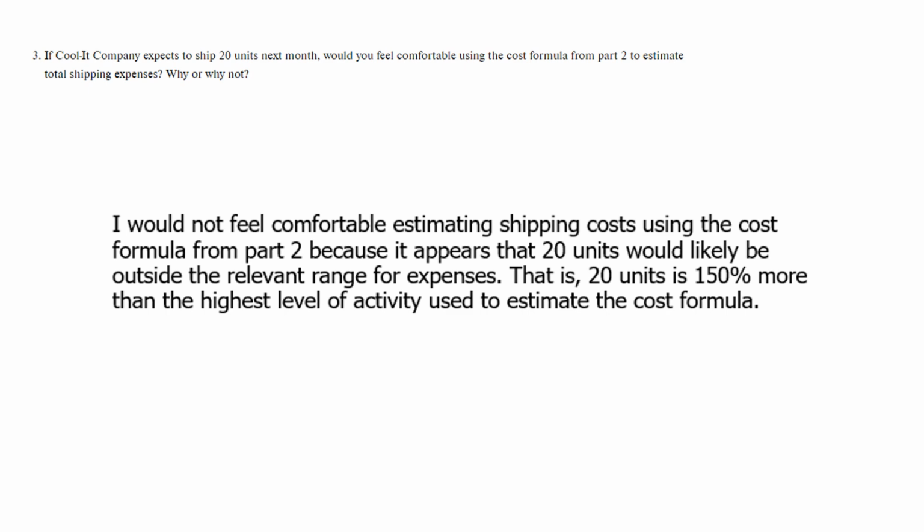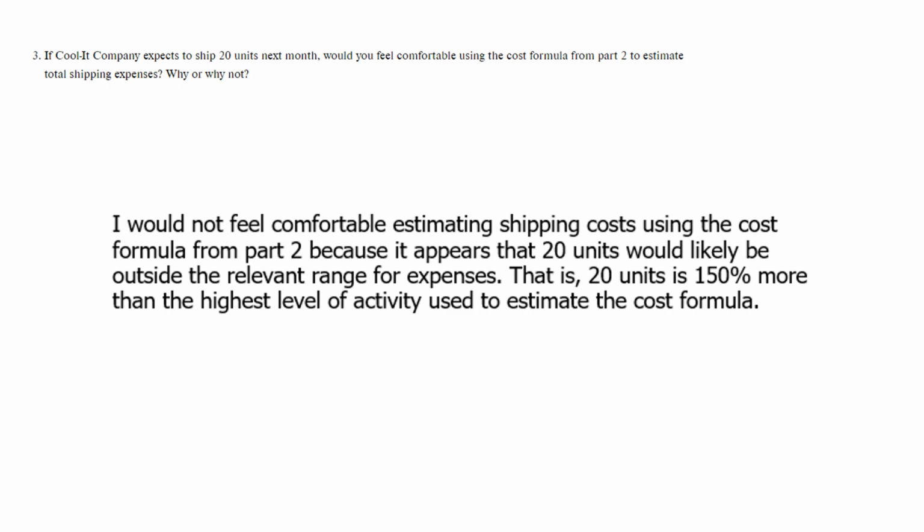Why or why not? So the correct answer here is I would not feel comfortable estimating the shipping cost using the cost formula from part 2. So remember that was our Y equals $600 of fixed cost plus our $600 variable cost per unit times our units. We wouldn't feel comfortable because it appears that 20 units, so that's what they want to ship next month, would likely be outside of our relevant range for expenses. That is, 20 units is 150% more than the highest level of activity used to estimate the cost formula.